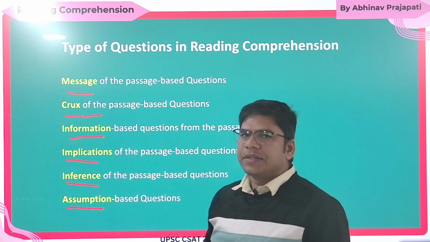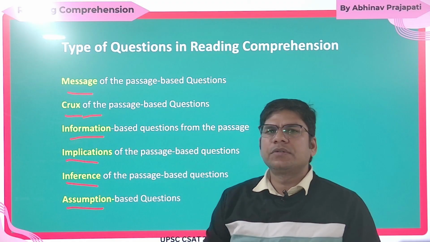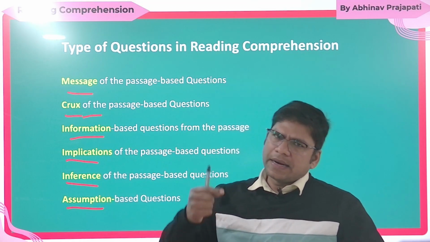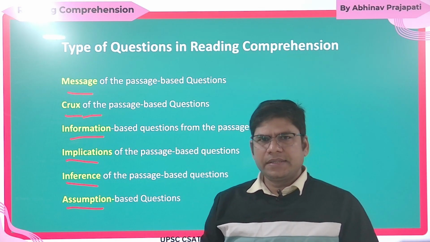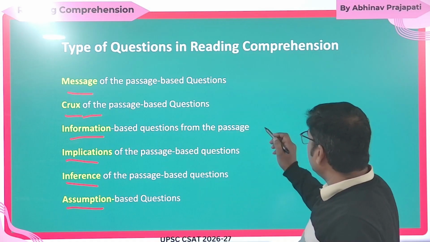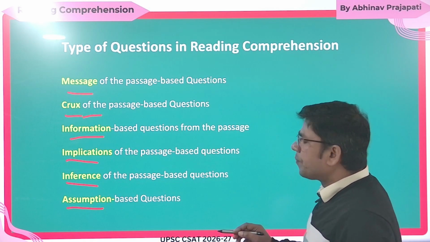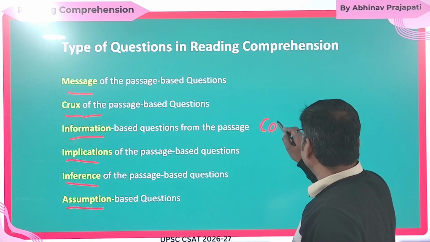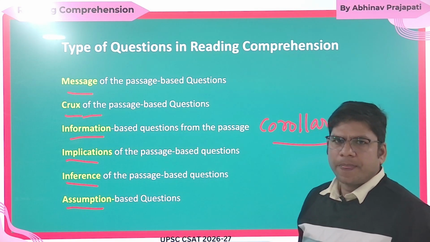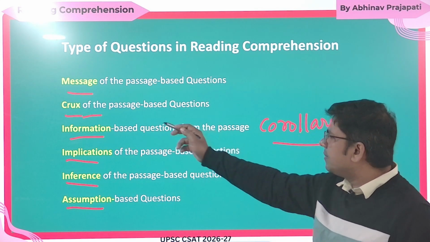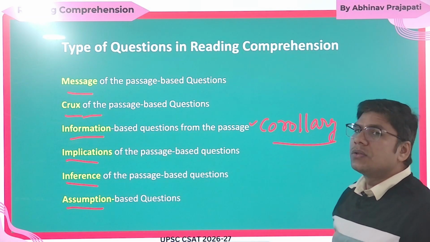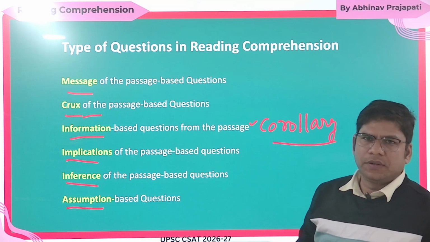Information based questions are a little bit easy because the questions are directly from the passage. If you read the passage, you will get the information over there and just select your answer. And there are also some corollary based questions. What is a corollary based question? We will see when we see information based questions within the same session. We will also see what a corollary is and how to find the corollary based on the passage.